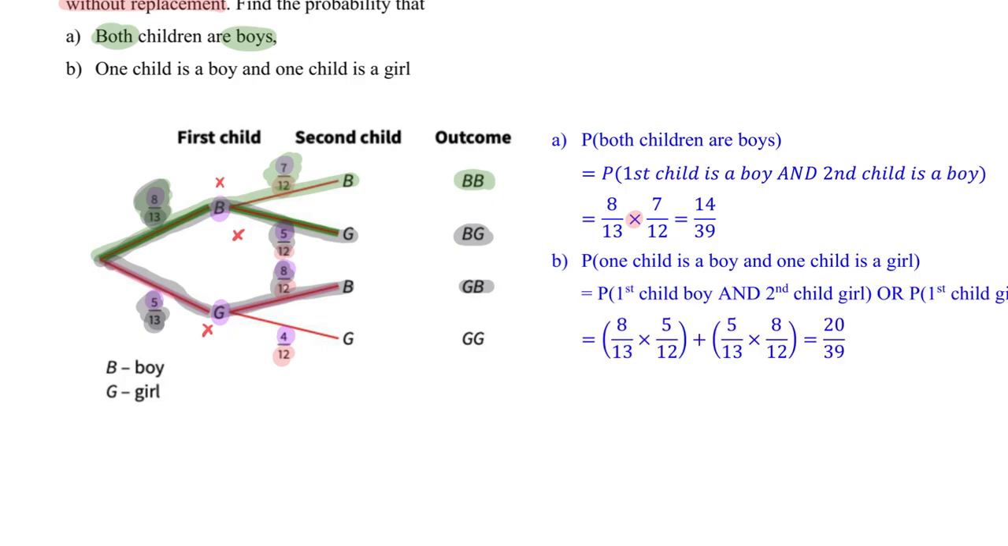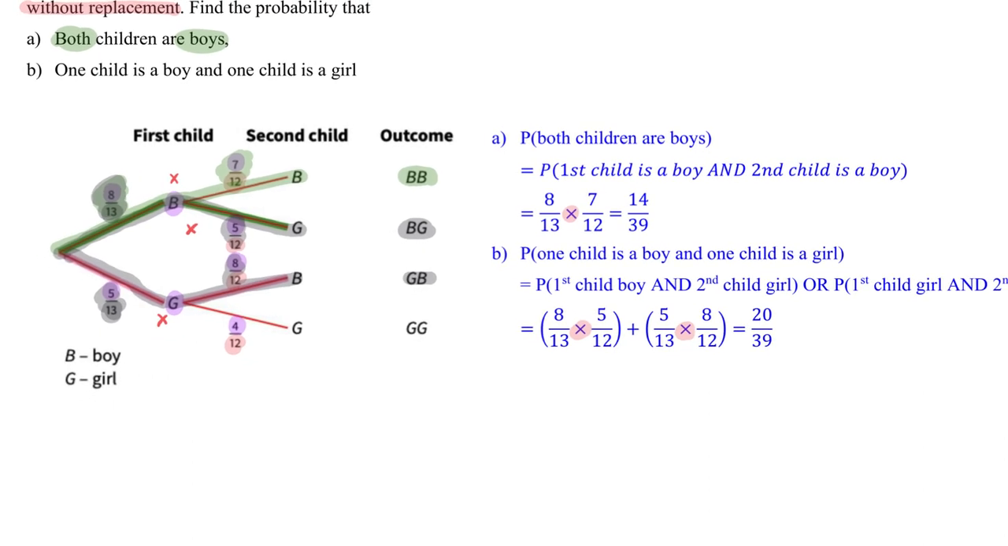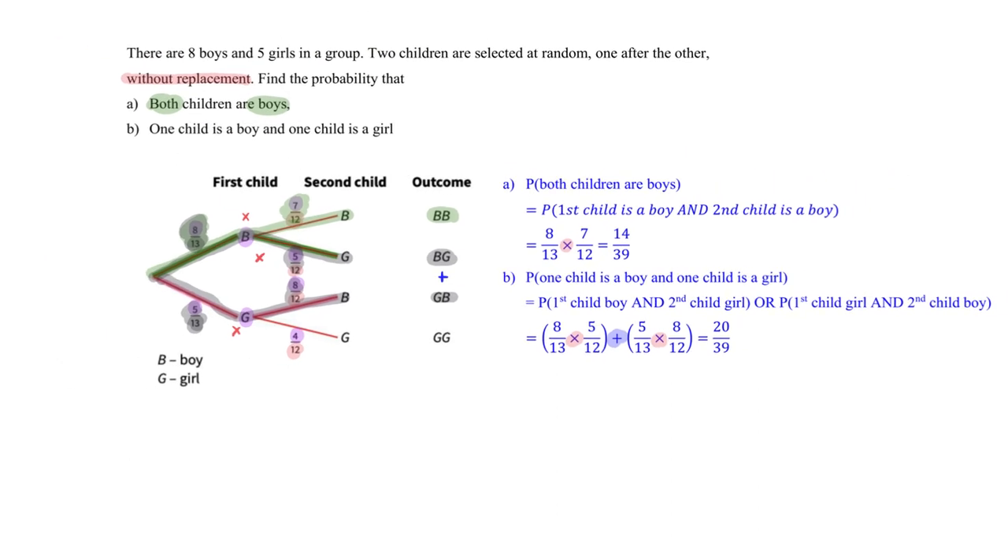That's why you will see this answer here, where I need to add the individual branches' probability and also add these two probabilities together. That will give me 20/39. And that will be the answer for part B.